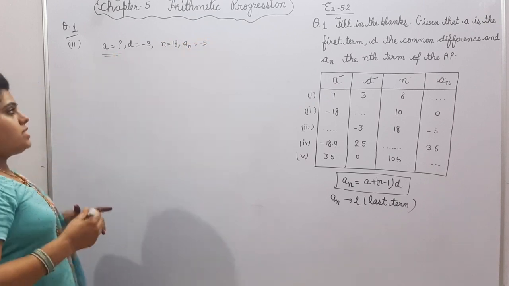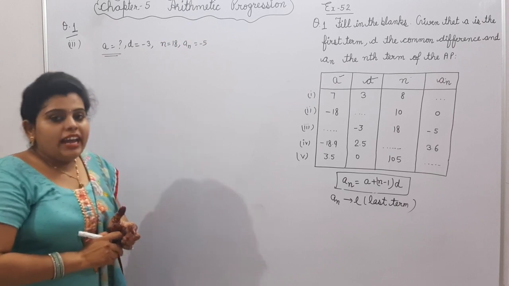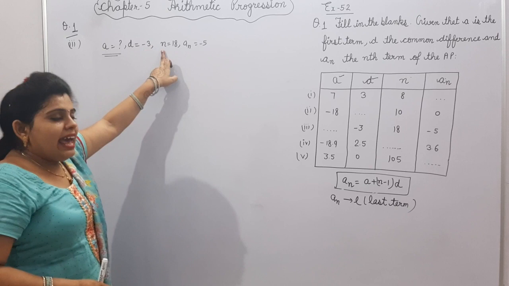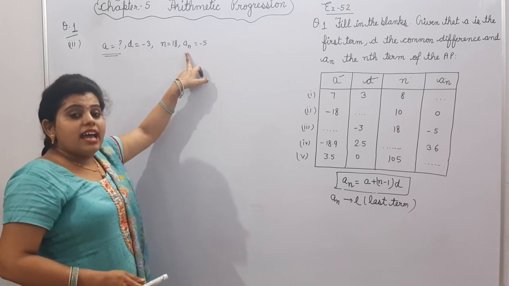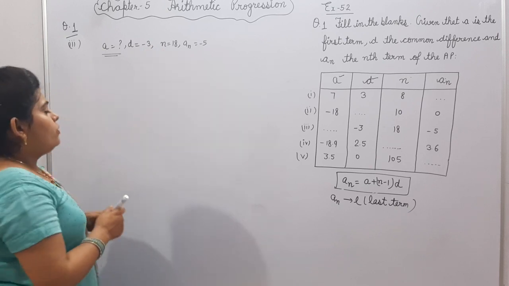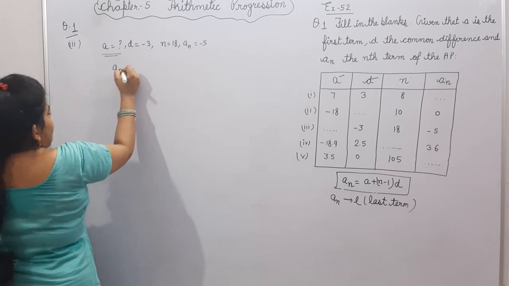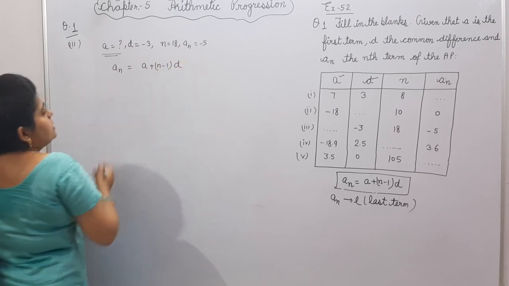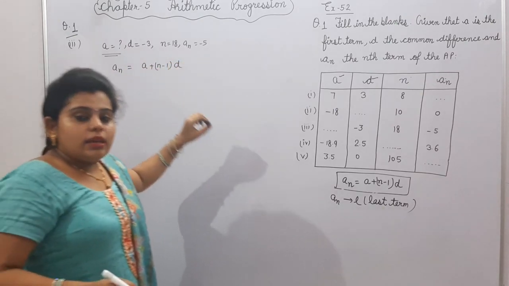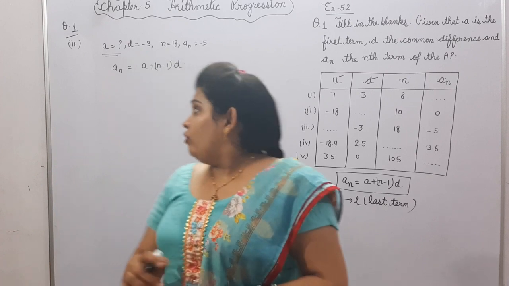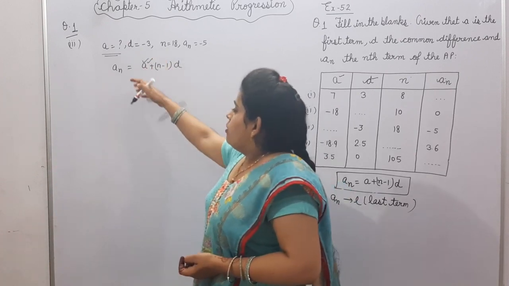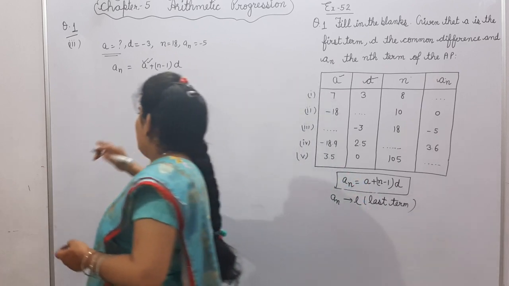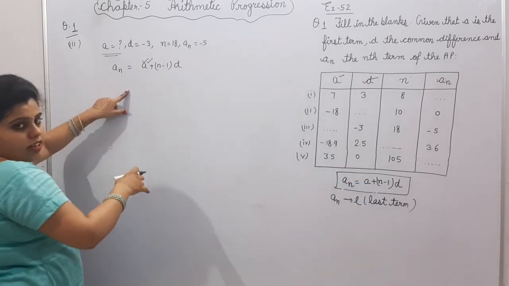A means first term. Here we have to find out the value of the first term a. What is given? d is given as minus 3, n is 18, and an, the nth term, is minus 5, and we know the formula: an is equal to a plus n minus 1 into d. Simply, what do we have to do here? Put in all the values. What do we have to find? The value of a will be found after putting in all the values and solving. Now do it yourself, dear students.